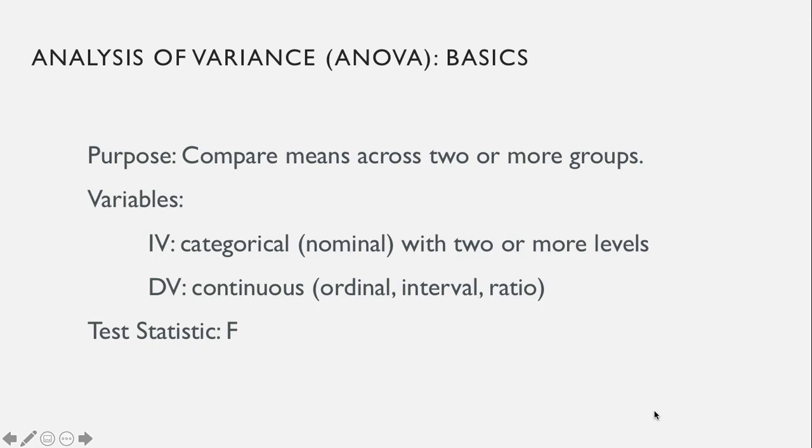So you can have 3, 4, 5 groups. I mean, you can have 2 groups like you do in t-tests, but you can also have way more. And they are similar also to t-tests in that the independent variable is categorical, while the dependent variable is continuous. The test statistic is F.